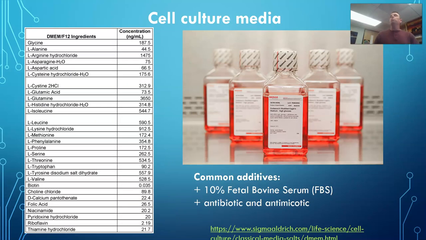We also need to provide these cells with nutrients. So there's media. These are buffered medias. And these media, there's a lot of different variations, but most of them are going to have a lot of essential amino acids, a lot of vitamins, and definitely some glucose, some energy source. And then we usually add 10% fetal bovine serum. So in the serum, there's a lot of growth factors and things like that your blood would normally be giving to the cells. And then we add antibiotic and antimycotic.